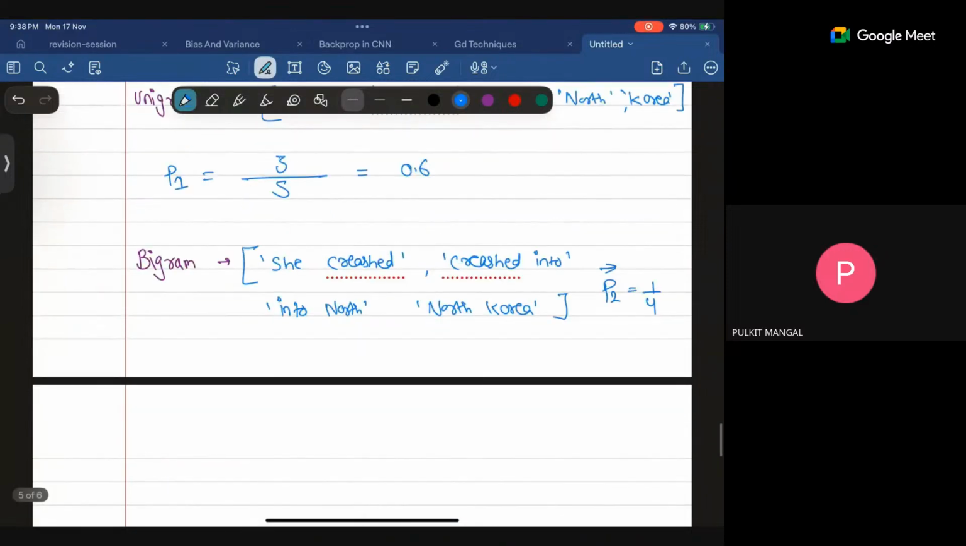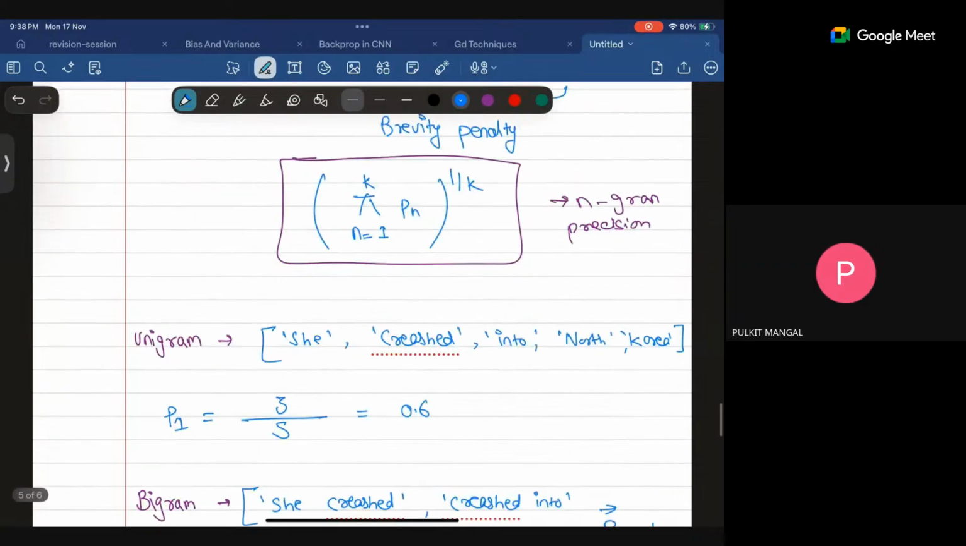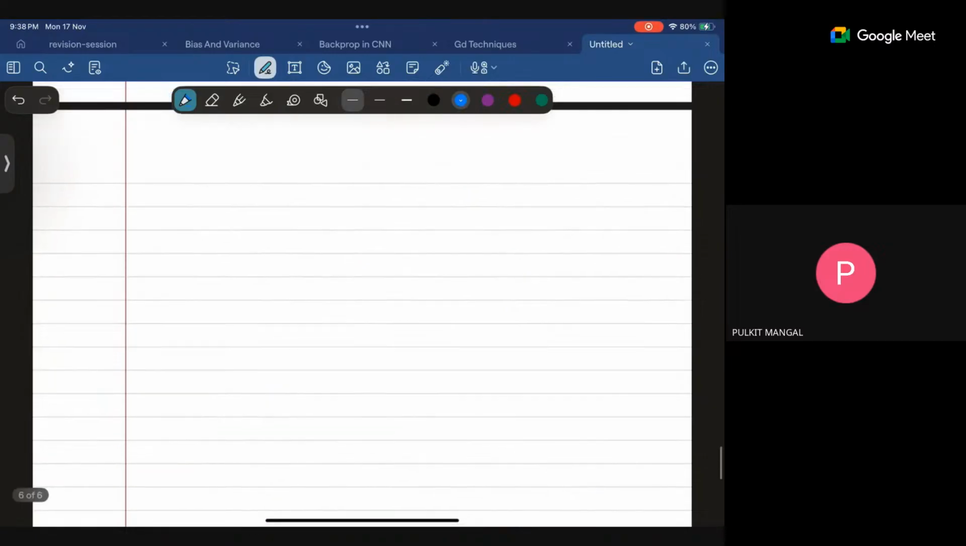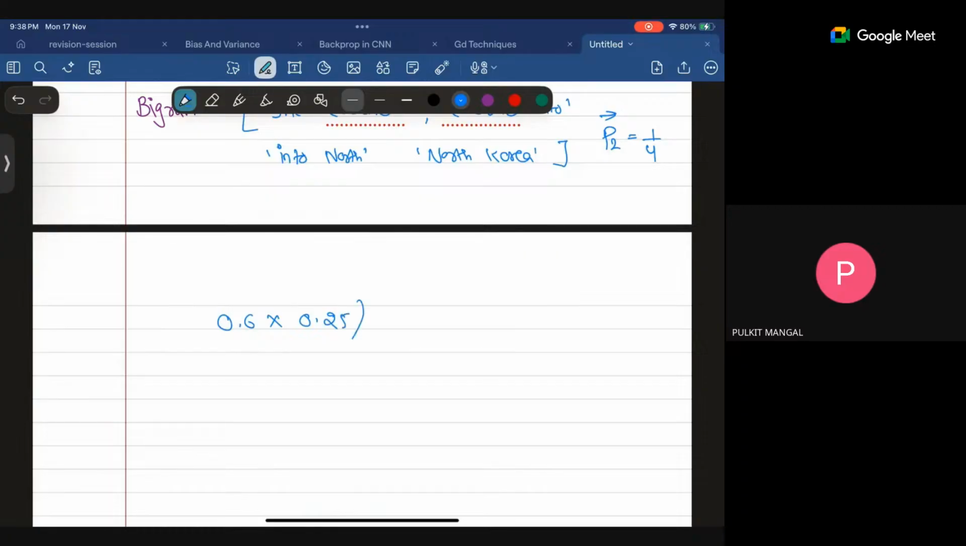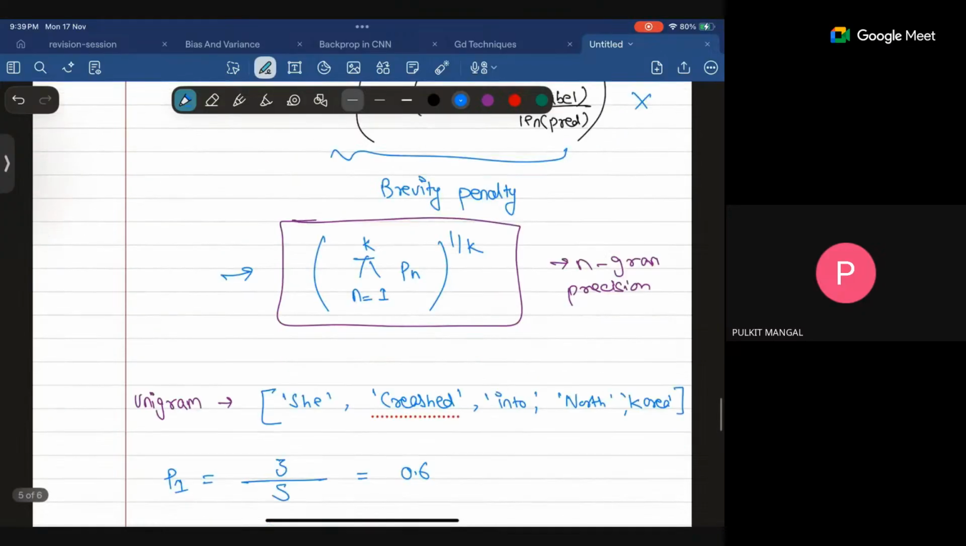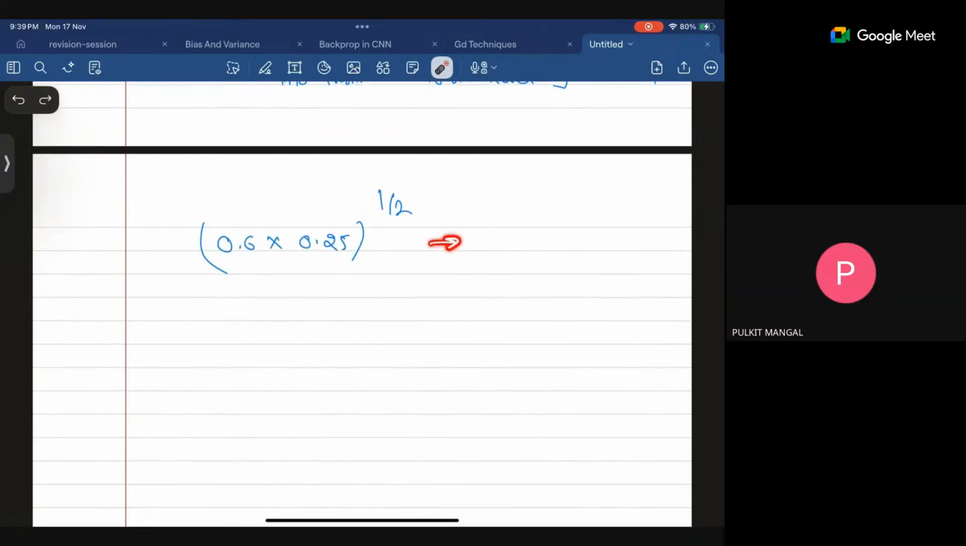Okay. Now, so unigram and bigram are done. What this term says is just the multiplication of these two and powered by 1 by 2. So 0.6 into 0.4. Is it 0.4? 0.25. Oh, 0.25. 0.25 power 1 by 2, because we go till bigram precision. That's why it will be 1 by 2. If we went to trigram or something more, then 1 by 3, 1 by 4, 1 by 5 like that. Okay, so we'll get some output.